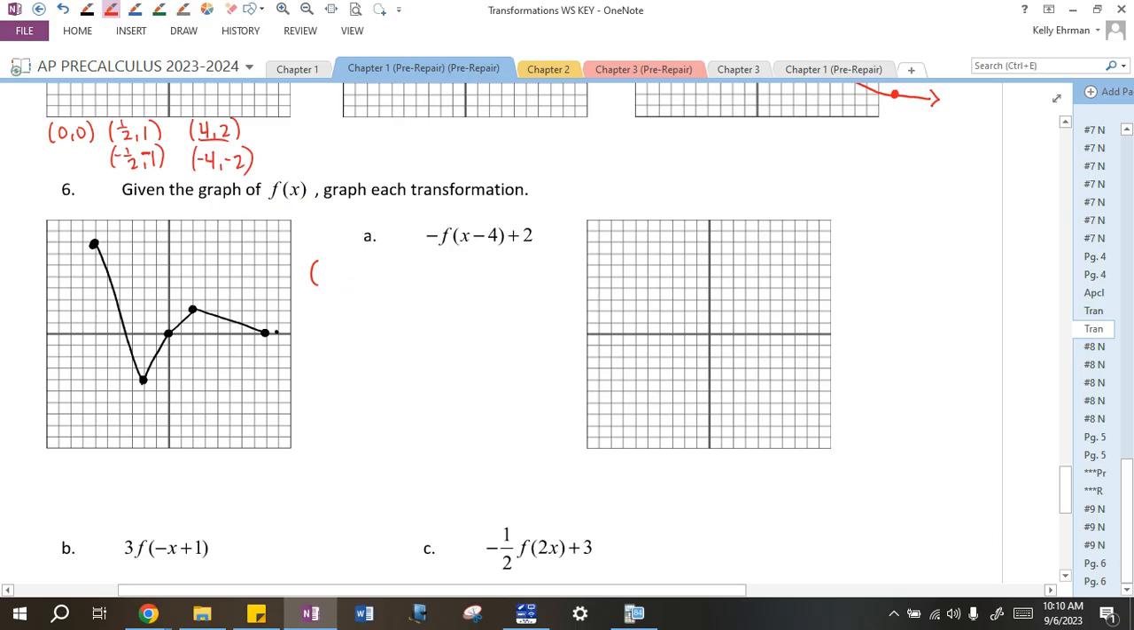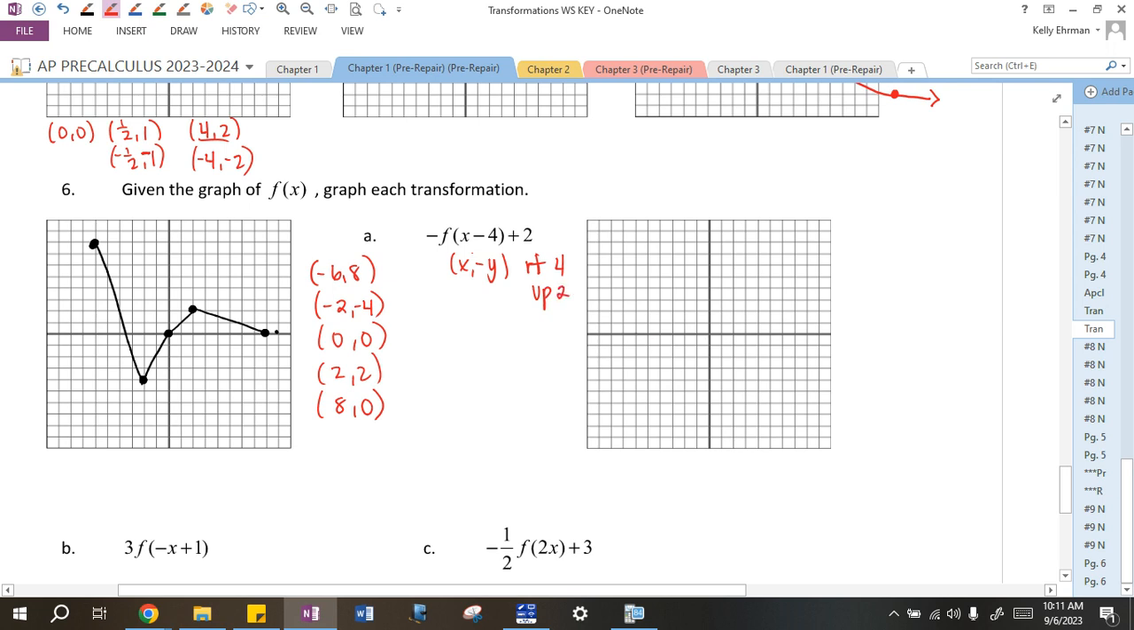So we've got, this is a 10 by 10 grid. So we've got -6, 8, -2, -4, 0, 0, 2, 2, and 8, 0. So for this graph, every y value gets multiplied by -1, and then we go right 4 and up 2.